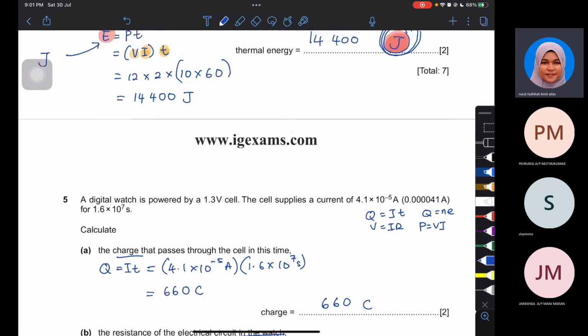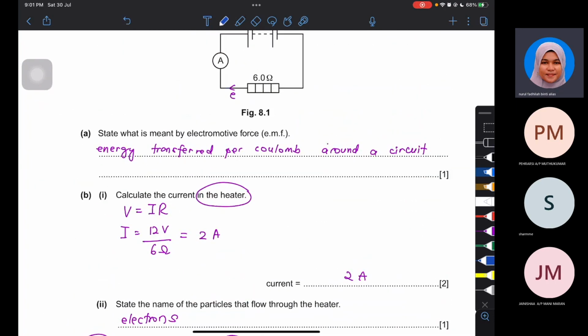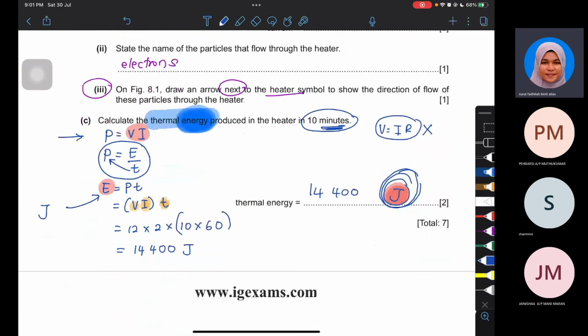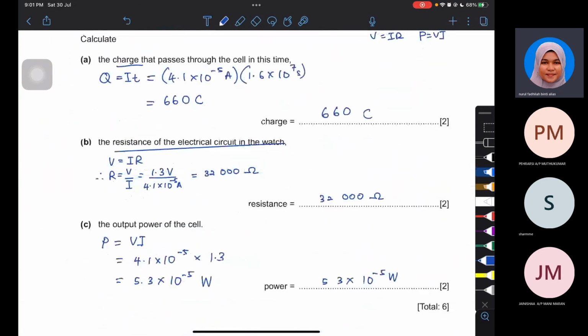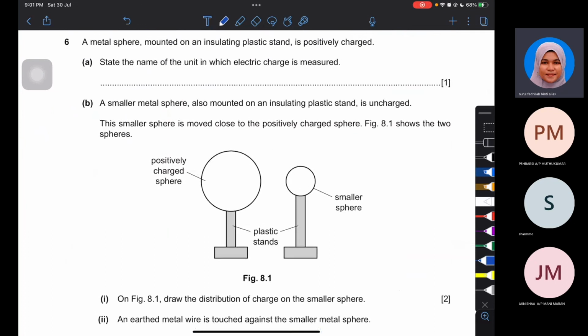Okay, so kita dah buat beberapa soalan elektrik. Kita dah tengok charges, electric field. Kita dah guna formula V equals to IR. Kita dah guna formula P equals to VI. Kita dah buat soalan elektrik kan. Jadi yang ni pun soalan yang macam menarik favorite jugalah dalam IGCSE.